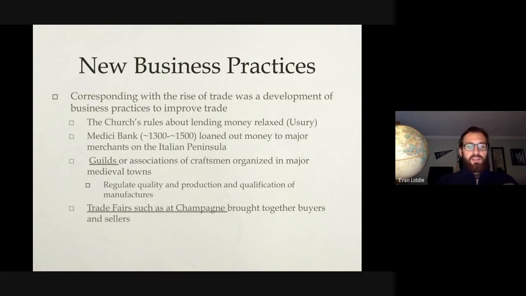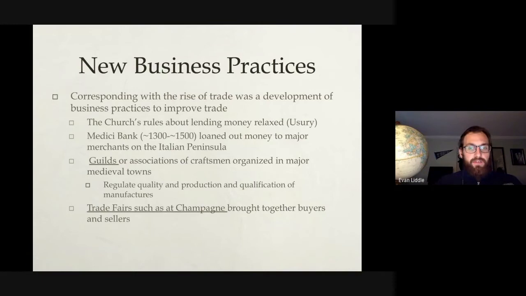We also see the rise of guilds or associations of craftsmen in the major medieval towns. Guilds would bring their members together, and they would regulate the quality of goods as well as the number of goods and who was allowed to buy the goods. And so guilds and their appearance represented a rebound in manufacturing and productivity. And there was a guild for pretty much every single craft or product you could think of. Beer making, leather tanning, wood carving, every craft had a guild.